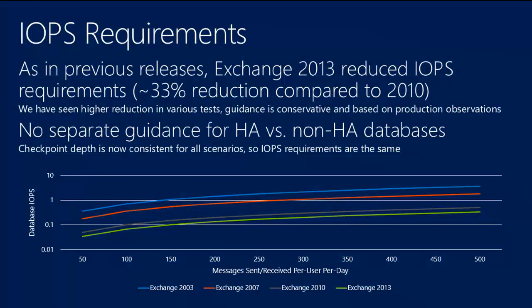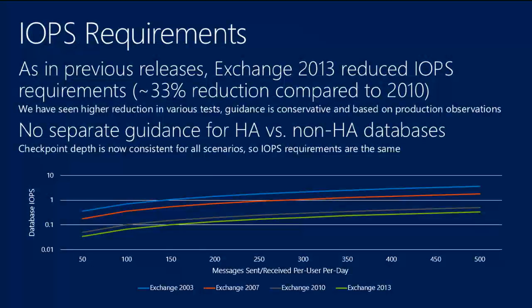In terms of IOPS, once again, in 2013, we have reduced the I/O profile for our users. We advertised broadly, loudly, when the product was released, that reduction was another 50%. If you go look at the sizing guidance for 2010 and 2013, you'll see that it's more like 33%, not quite 50. So we didn't lie.